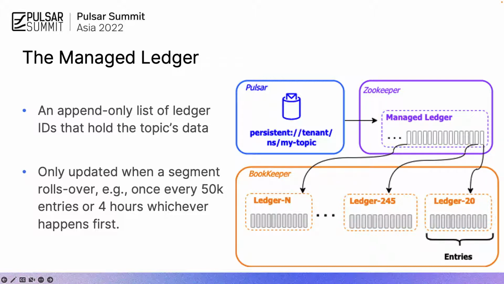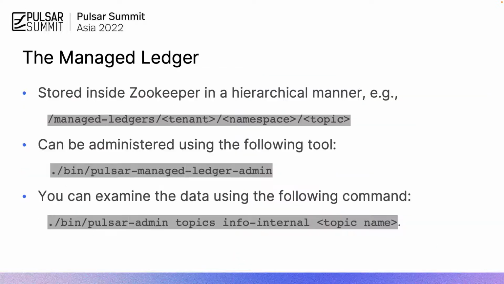The managed ledger is an append-only list of all the bookkeeper ledger IDs that are used to store each of Pulsar's topics' respective data. As you can see here, the topic is spread across multiple ledgers. In this case, ledger ID number 20, another ledger ID 245, and so on. The managed ledger maintains this information in ZooKeeper. Then, when a consumer needs to read data that is not in the broker cache, it first goes to the managed ledger to identify which ledger to retrieve from the bookkeeper layer, and it gets this information. That's the first pointer of the equation.